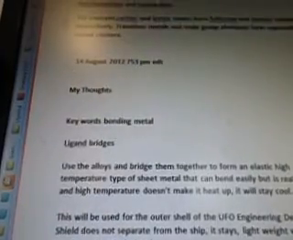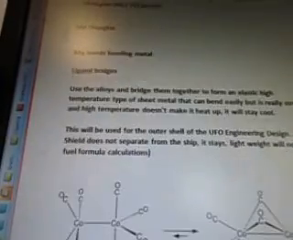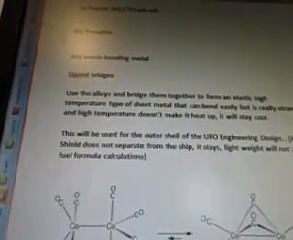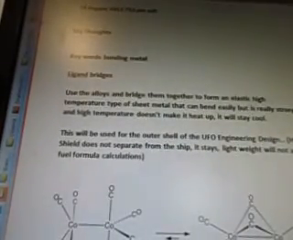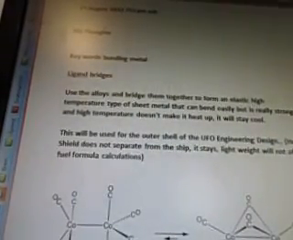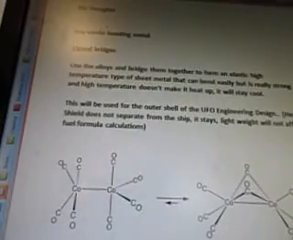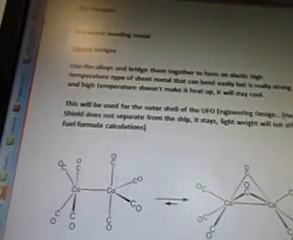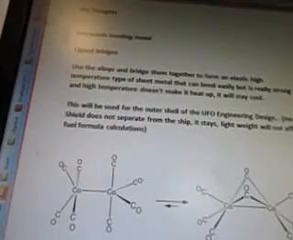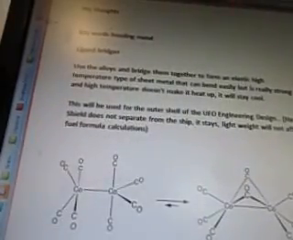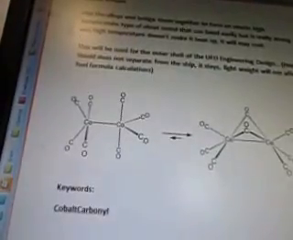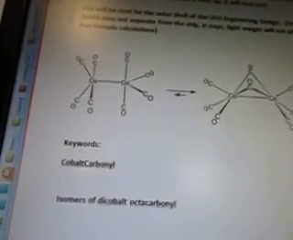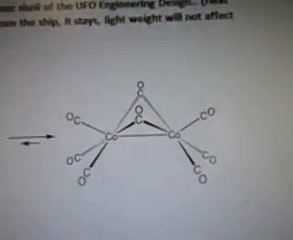So August 14th, my thoughts. The keywords bonding metal ligand bridges. Use the alloys and bridge them together. So these are my thoughts. You use the alloys and bridge them together to form an elastic, high temperature type of sheet metal that can bend easily, but is really strong, and high temperature doesn't make it heat up. It will stay cool. This will be used for the outer shell of the UFO Engineering Design. The heat shield does not separate from the ship. It stays lightweight, will not affect fuel formula calculations. So that shows that, and that shows that.